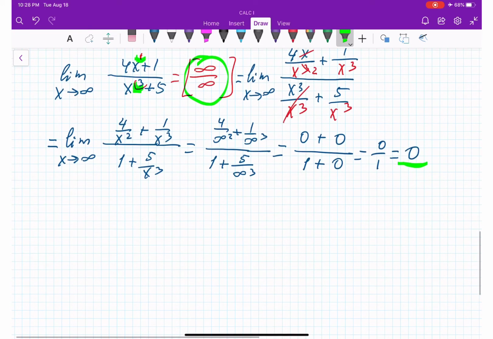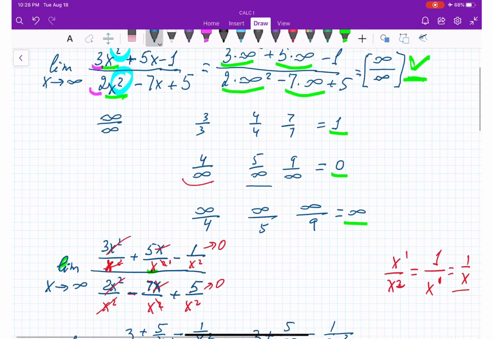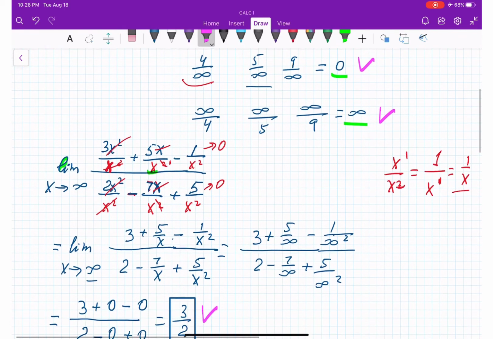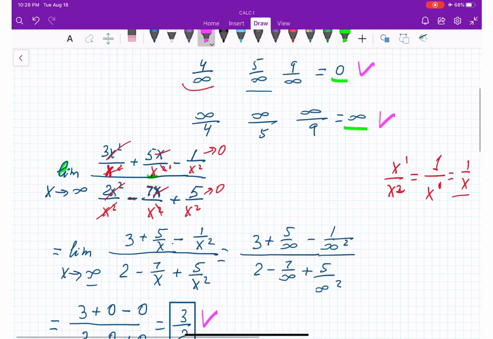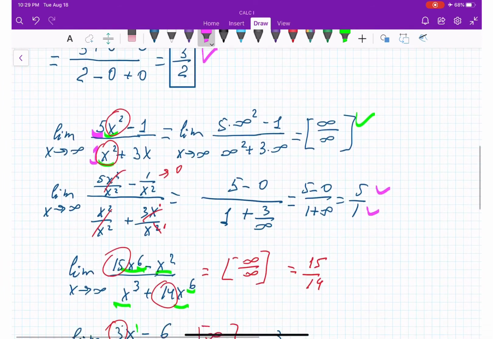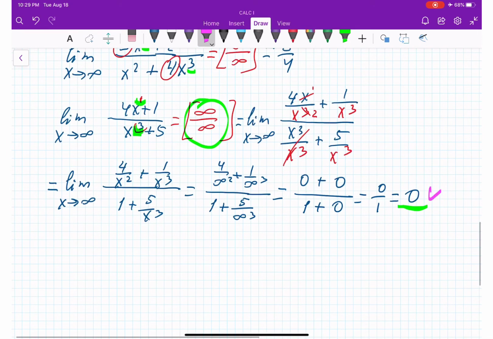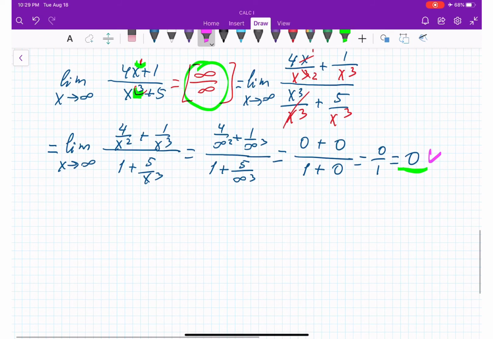And let me solve another case. Remember, at the beginning I showed that when x approaches infinity, we can get either a number, we can get 0, or we can get infinity. We got a number, right? We got 3 over 2, here it is. Now we got 0, here it is. Now I need to show that we can also get infinity. How do we figure it out?